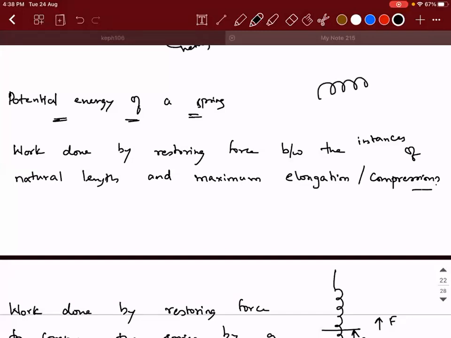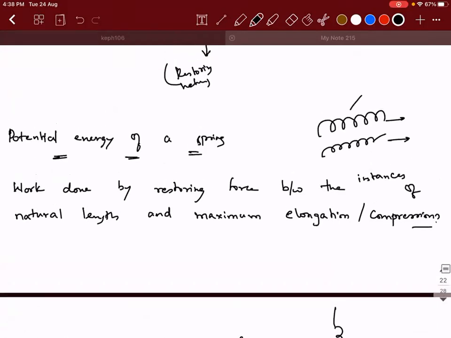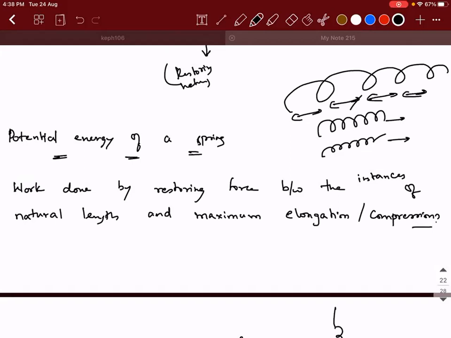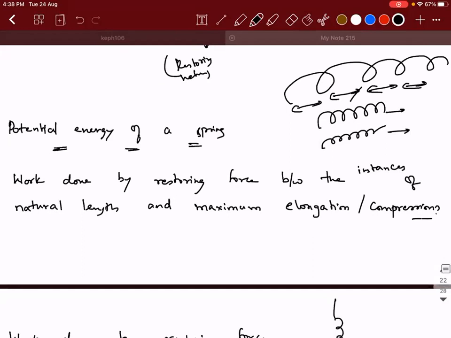let's say the spring is like this. You expand it lightly and leave, it is able to come back to its original position. You expand it even more and it is able to come back to its original position. There will be one particular position where you try to elongate it, it will become like this. Means the windings will increase and it will not be able to regain its original shape. That is the reason why we try to calculate only within the elastic limit. That is why I called it instances.